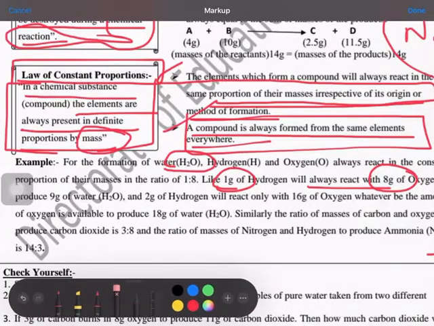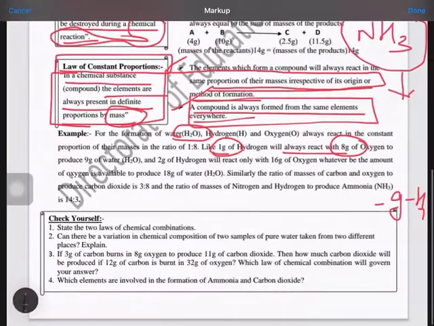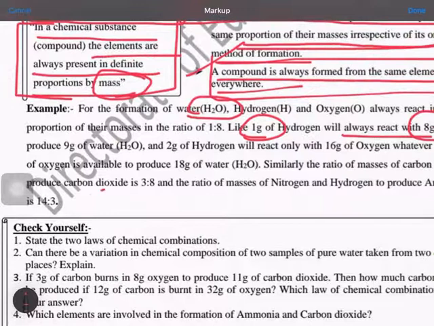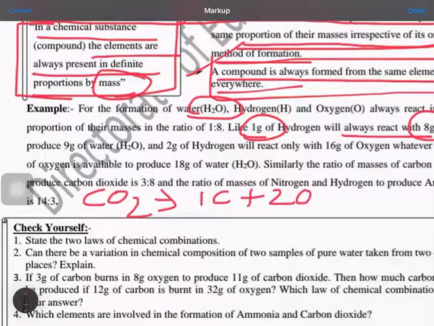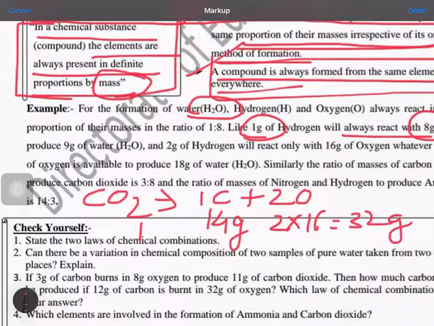The second example is about carbon dioxide. So what is the formula of carbon dioxide? It is CO2. That means 1 atom of carbon is combining with 2 atoms of oxygen. Now the mass of the carbon is 14 gram and oxygen is 16, so we can write 2 into 16, it comes out to be 32. When we want to take out the ratio by mass, it's 12, not 14.